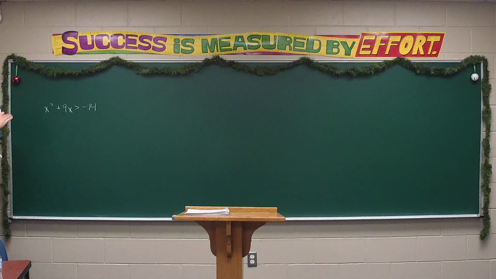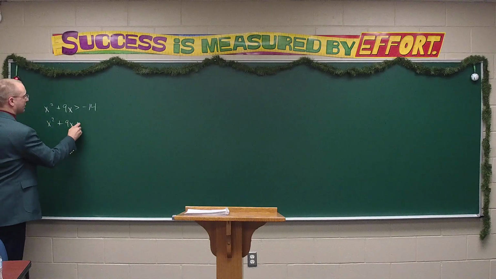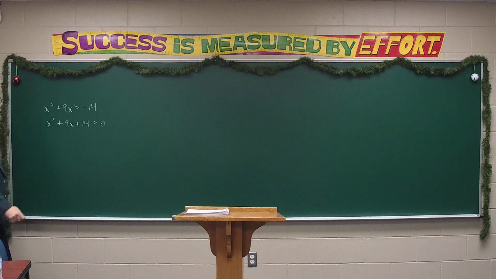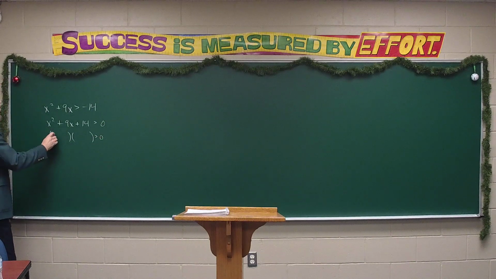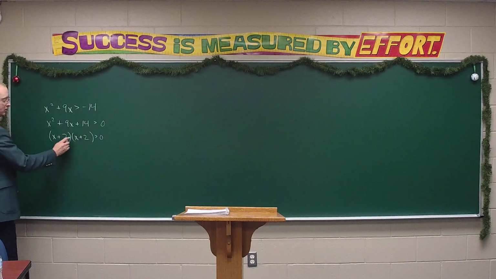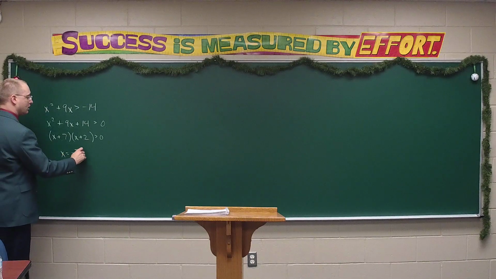Anyway, so we have a quadratic inequality here, and Abby, what do we need to do here? Move the 14 over as positive 14. And that'll have it greater than 0. All right. And then you can factor into x plus 7 and x plus 2. And then you set them both equal to 0. So x equals negative 7 and negative 2.